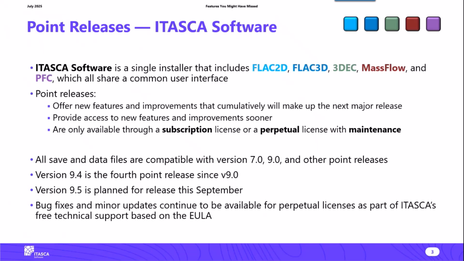Point releases are only available through a subscription license or a perpetual license with the maintenance. All save and data files are compatible with version 7, 9, and other point releases. Version 9.4 is the fourth and current point release, and we are excited for version 9.5 to be released this September. Just a reminder, bug fixes and minor updates continue to be available for perpetual licenses as well as subscriptions as part of ITASCA's free technical support, as described in our EULA, the end user licensing agreement.